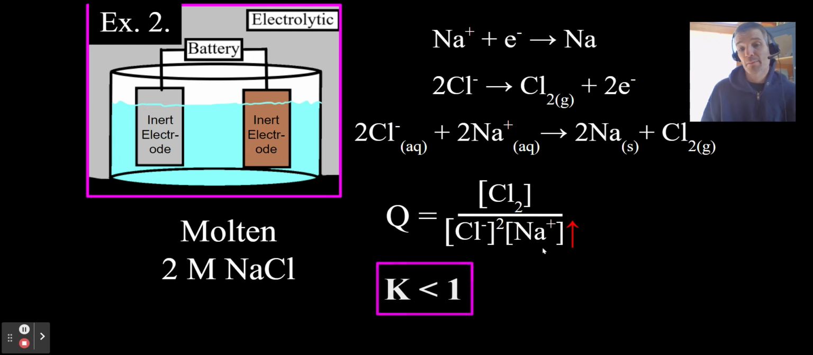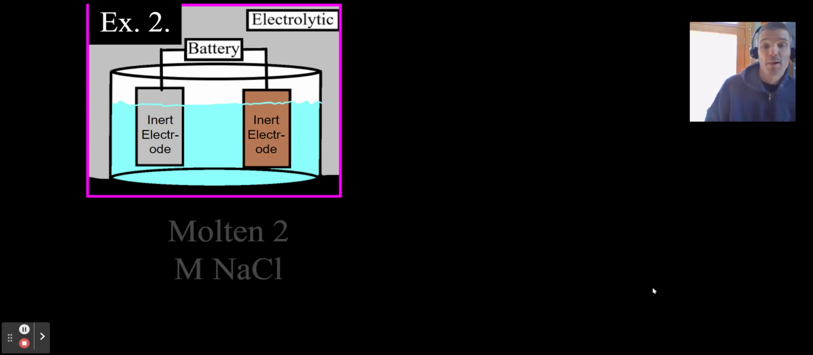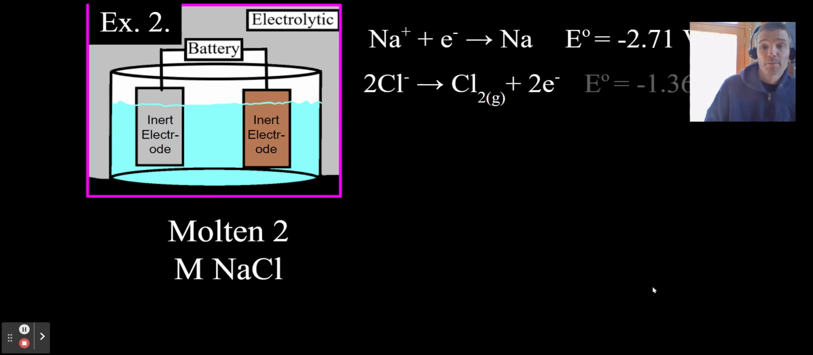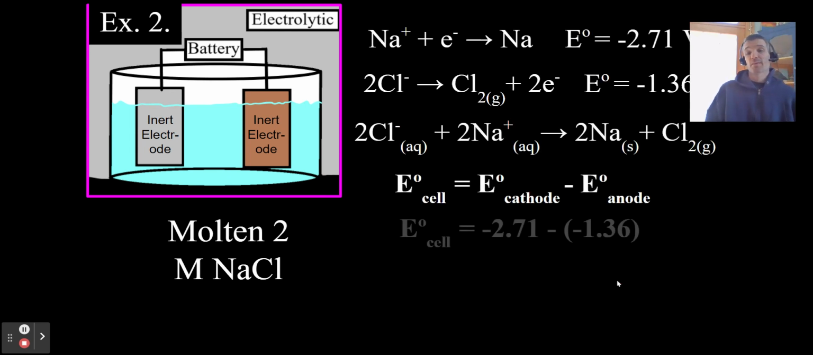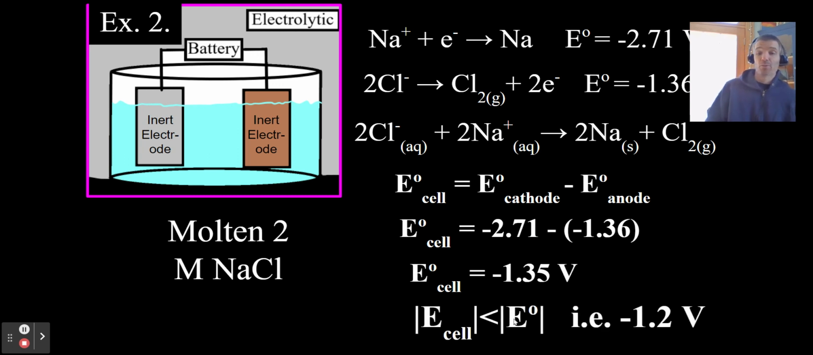Now, this is going to make my Q once again less than 1, but in this case, my K is less than 1 as well. Therefore, this is going to decrease the magnitude of my cell potential, because this means I'm closer to equilibrium, and my cell potential will be less than standard conditions. So here is the solving for it. Let's say this is my value, negative 1.35 volts, and my actual cell value in magnitude would be less, so it'd be 1.2 volts.